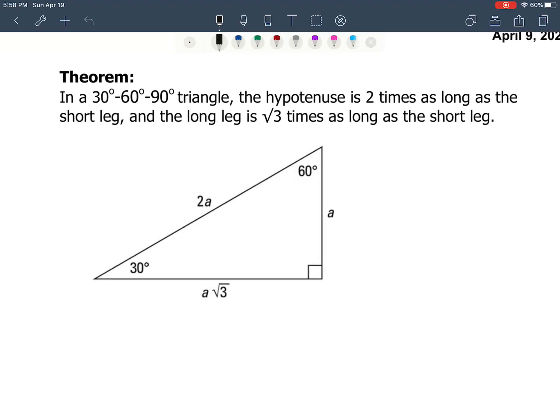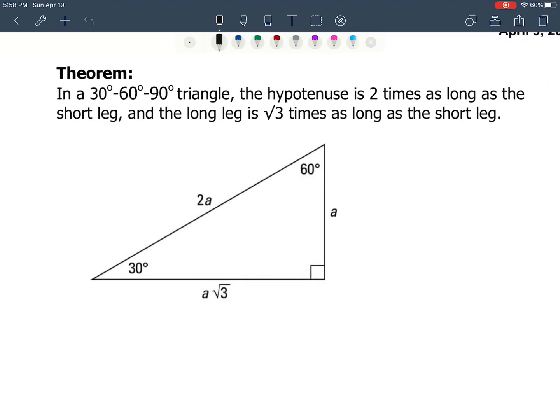Our 30, 60, 90 right triangle says the hypotenuse is 2 times as long as the short leg, and the long leg is the square root of 3 times as long as the short leg. So let me use a highlighter here to show you. Across from the smallest angle is the shorter side. Across from the larger angle, 60 degrees, is the longer leg.